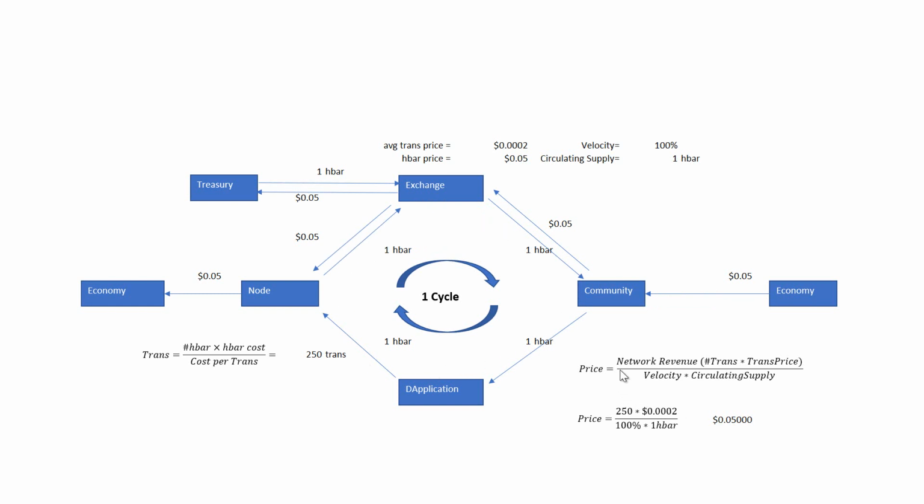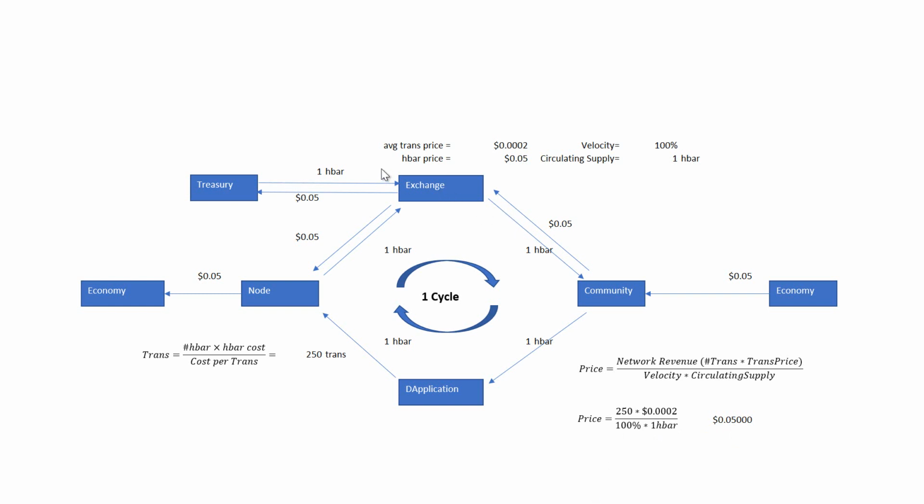If we fill in the price equation with the values at the top, then you can see we have a price equal to 250 transactions times 2/1000th of a cent, times 100% velocity, and our circulating supply of one HBAR. This gives us a price of 5 cents. With our equations in place, we can now begin to do some what-if scenarios.